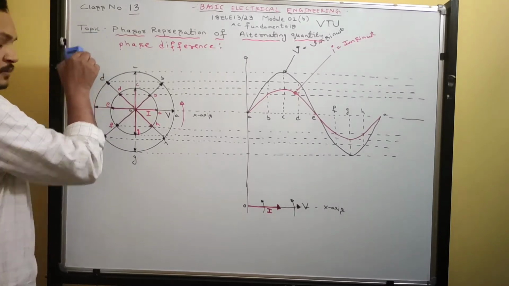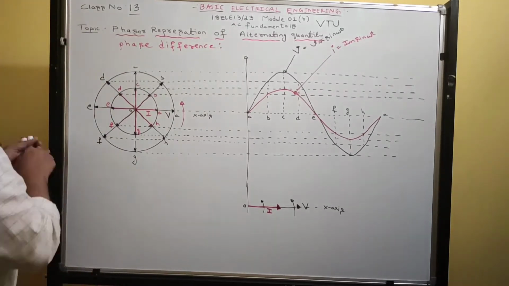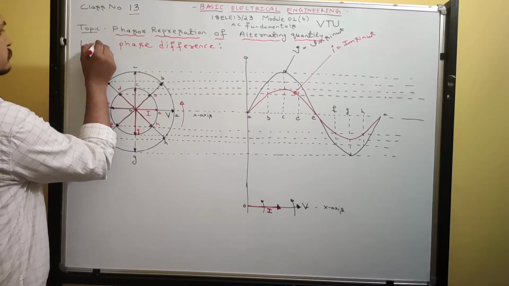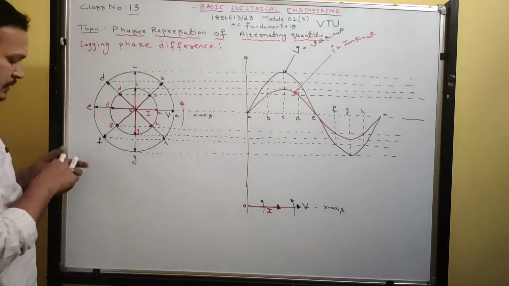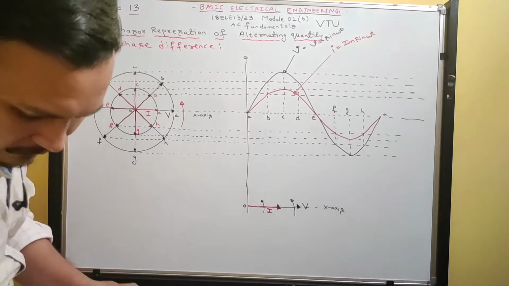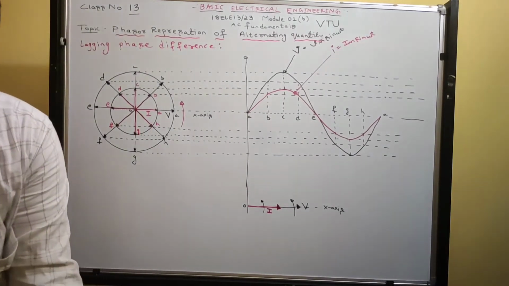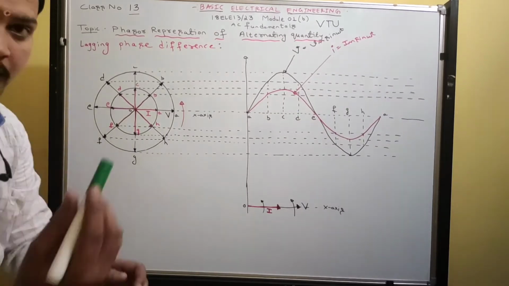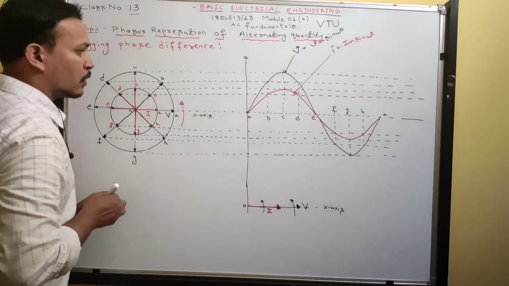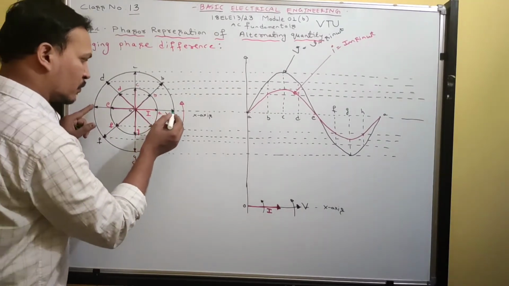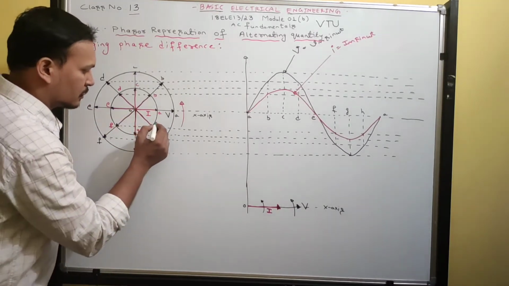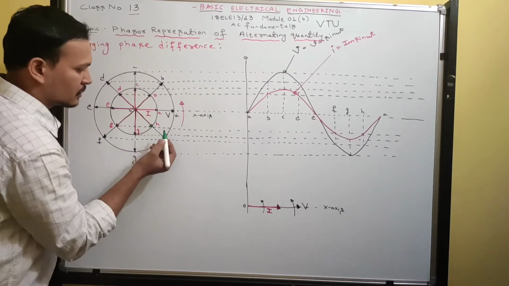lagging phase difference. For lagging phase difference, please consider this green color. I am not changing the voltage; I am keeping the voltage fixed, constant. Now see the current quantity, this green color.